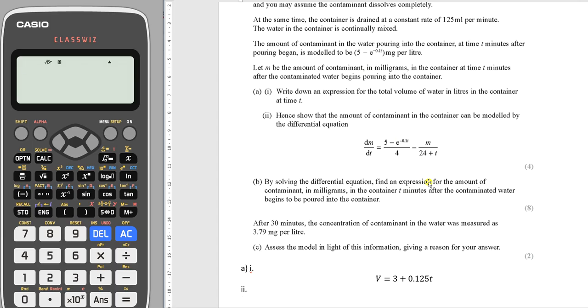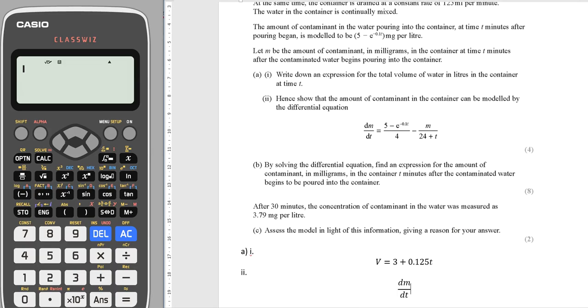We're interested in the amount of contaminant, which is measured as M. And what we have so far is the volume of the tank. Now, the amount of contaminant is going to depend on a few things. We need to think about where contaminant is coming from and where it's going. So dM by dt can be found by considering what causes M to increase, what causes it to decrease.